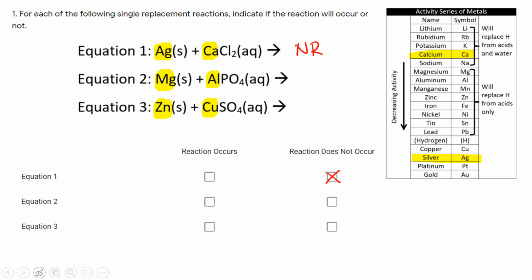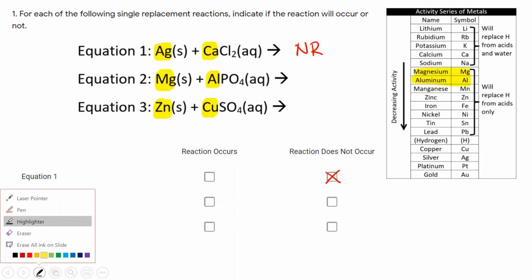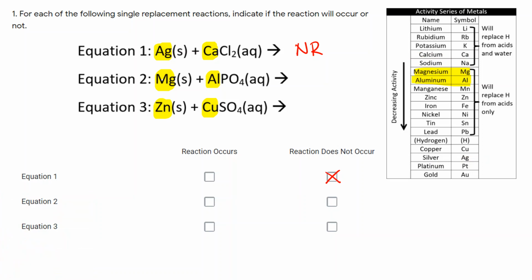The next question, we're looking at magnesium and aluminum. So here's magnesium and here's aluminum. So since magnesium is more reactive than aluminum, the magnesium will replace the aluminum and instead will form magnesium phosphate, and then aluminum will be by itself. So this reaction does occur.